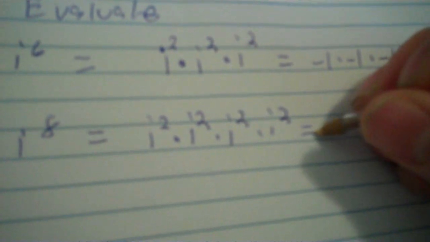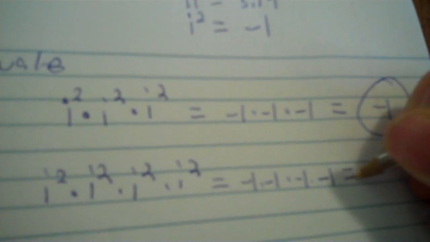Okay, i to the 8th, so i to the 2nd times i to the 2nd times i to the 2nd times i to the 2nd, 2, 4, 6, 8. So all those i to the seconds are replaced with -1. Now this time the product is 1, but it is positive because that's an even amount of negative factors.